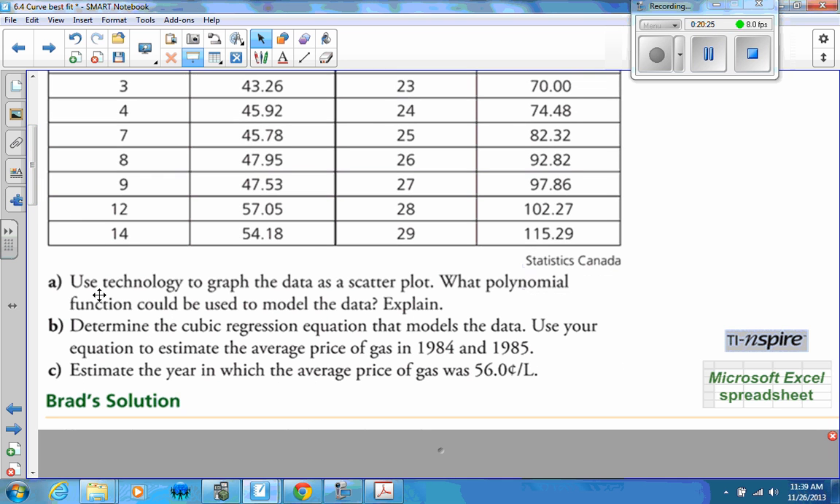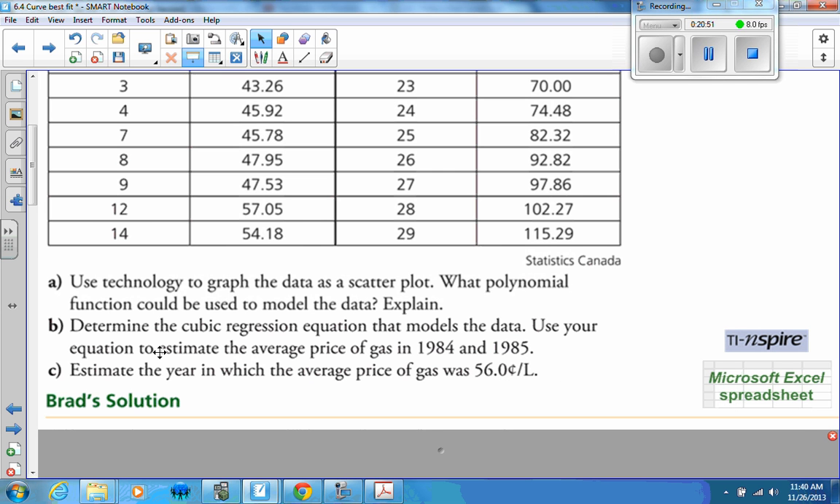A, use technology to graph the data on a scatter plot. What polynomial function could be used to model this data and explain? B, determine the cubic regression equation of the model of the data. Use your equation to estimate the average price of gas in 1984 and 85. And C, estimate the year in which the average price was 56 cents per liter.